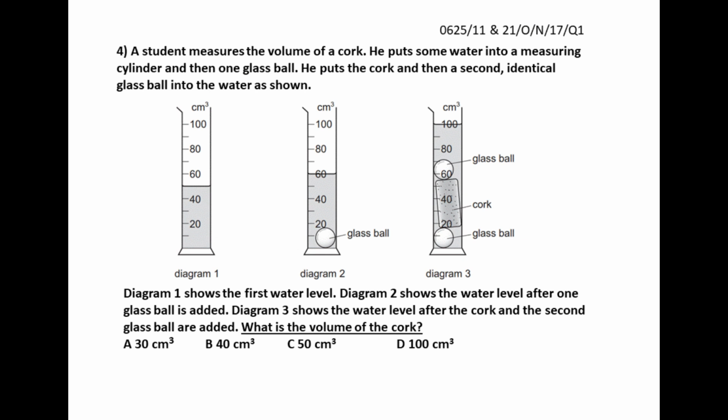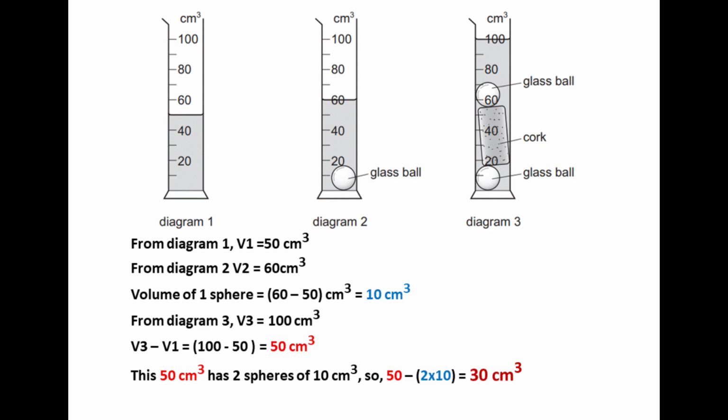But the question is, again, we have to go to the third picture. There you have 2 glass spheres and there's a cork too. So the question is, what is the volume of the cork? Okay, let us see the picture in more detail. Look here. From diagram 1, volume 1 is 50 centimeter cube. From diagram 2, it is 60 centimeter cube. So the volume of one sphere is going to be 10 centimeter cube.